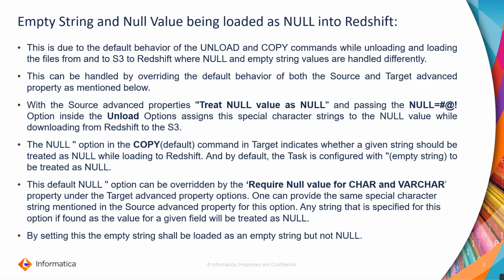On the source side, we have a property called treat null value as null, and there we can pass a special character string, as mentioned here: null equal to @ hash @ and exclamatory mark inside the unload options. Then when it downloads the data from Redshift to S3, it will assign that particular special string to the null value while reading the data from Redshift to S3.